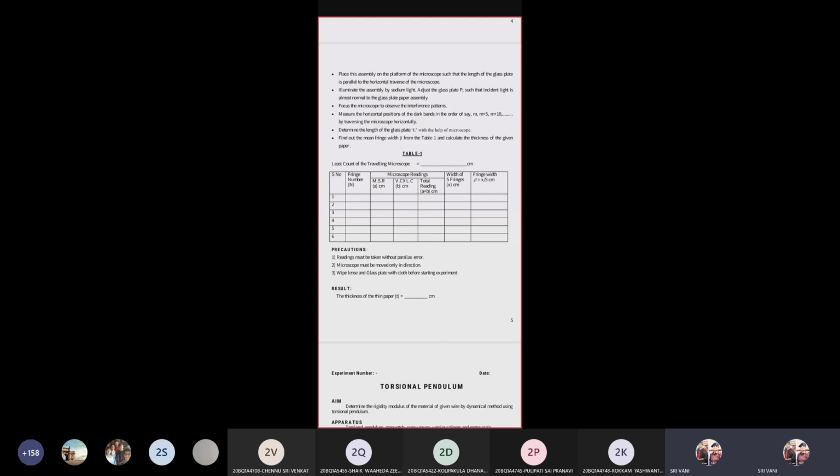ఓకే అమ్మా, అసలుకి ఈ లీస్ట్ కౌంట్ ఆఫ్ ట్రావెలింగ్ మైక్రోస్కోప్ ఎందుకు తీసుకోవాలి? మనం రెగ్యులర్ గా స్కేల్ వాడుతున్నాం కదమ్మా, 1 to 30 centimeters మన స్కేల్ ఉంది కదా. దాంట్లో ఆ స్కేల్లో లీస్ట్ కౌంట్ అంటే ఏం చెప్తారు?